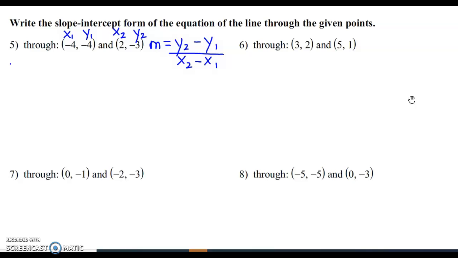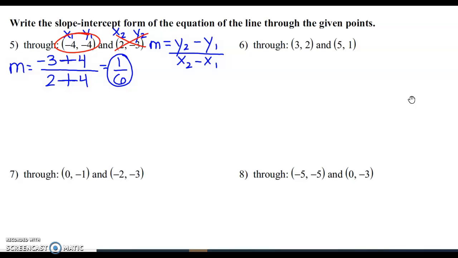So to find the slope, we'd be at slope equals y2 is -3 minus y1 is -4. So -3 plus 4 is 1 over x2 is 2 minus x1 is -4. So 2 plus 4 is 6. Right? So our slope here is 1/6. And then you actually have a choice. So since you have 2 points, it's totally up to you which one you want to use. I'm going to go -4, -4, because I can't mess up which one is which if they're both the same.